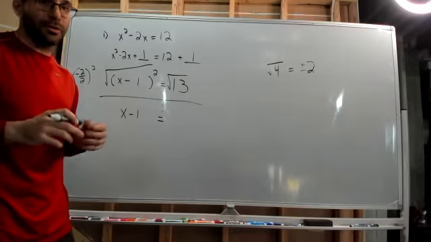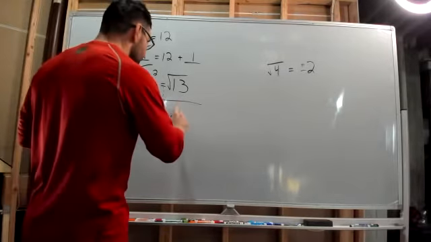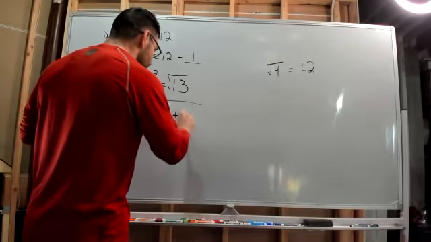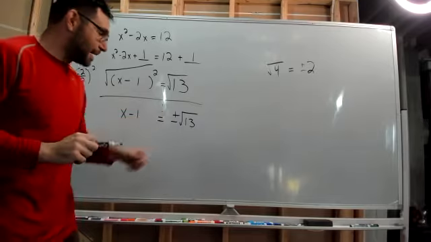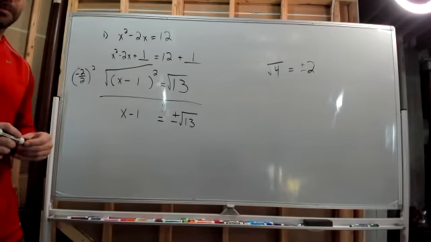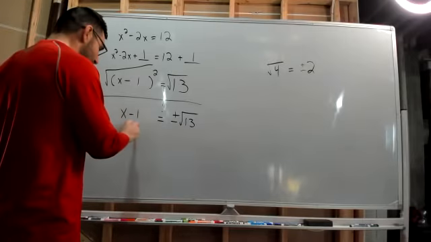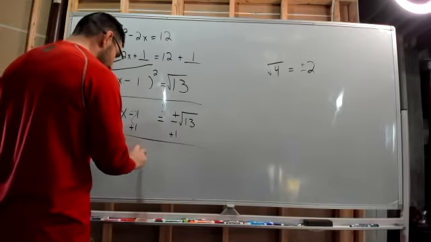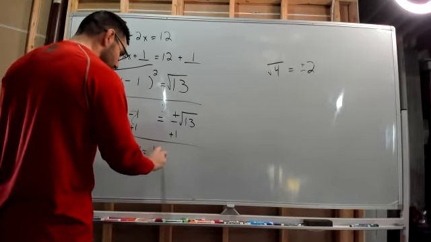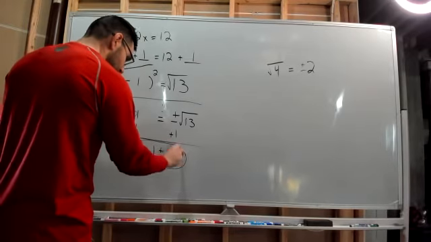Take your calculator, do the square root of 13, tell me it's going to be decimals. It's not going to be a perfect square. So right now, we have 2 answers: a positive square root of 13 and a negative square root of 13. We're solving for x. So I isolate x by adding 1 to both sides. That leaves me with x equals 1 plus or minus the square root of 13.